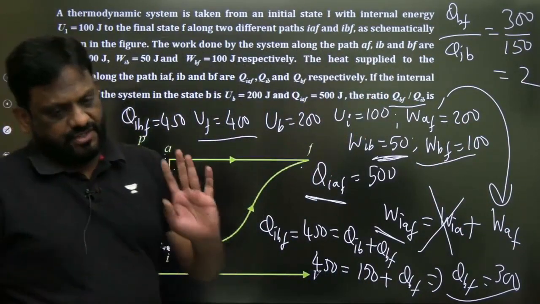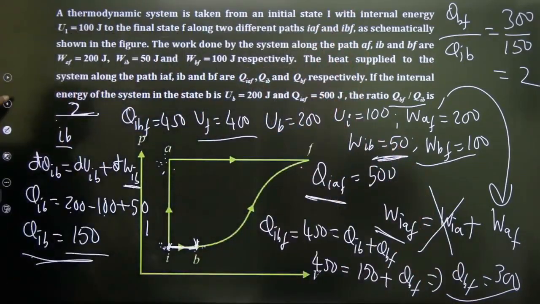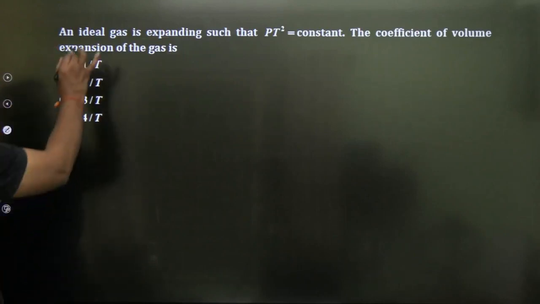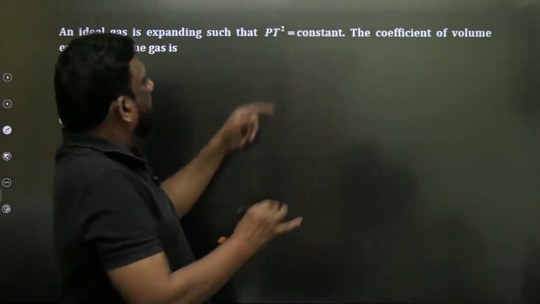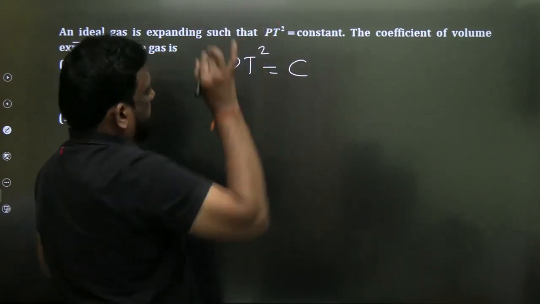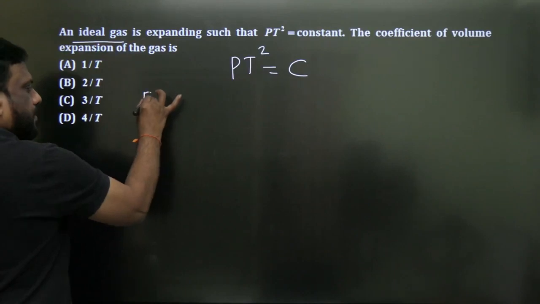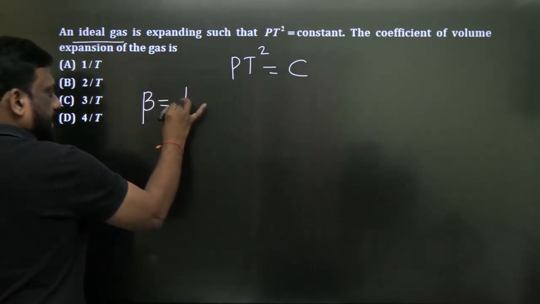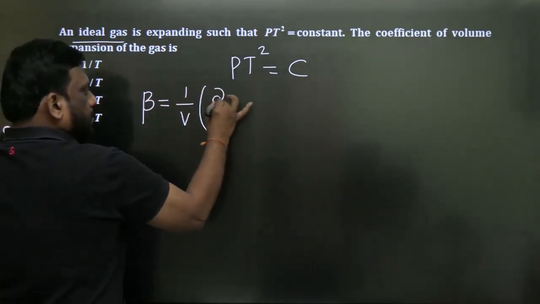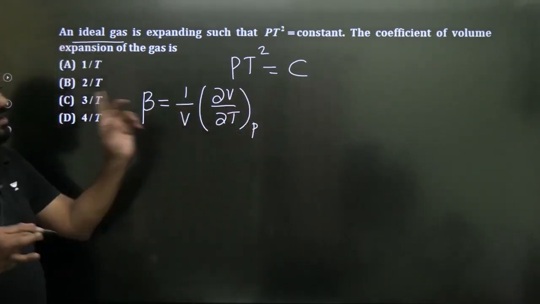This is also a good question. Okay. Now without wasting time, let's move to the next question. Now, an ideal gas is expanding such that PT square is equal to constant. Let this constant be PT square. The coefficient of volume expansion, I designated it with beta. That is 1 by V dou V by dou T at constant pressure. This is our coefficient of volume expansion.